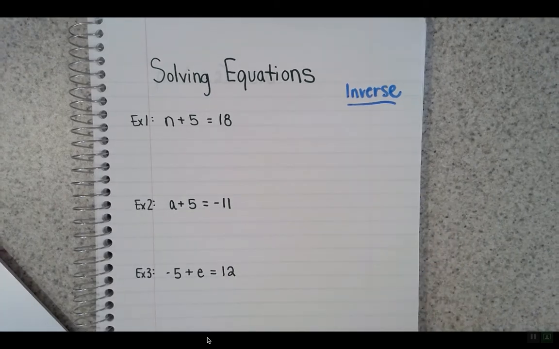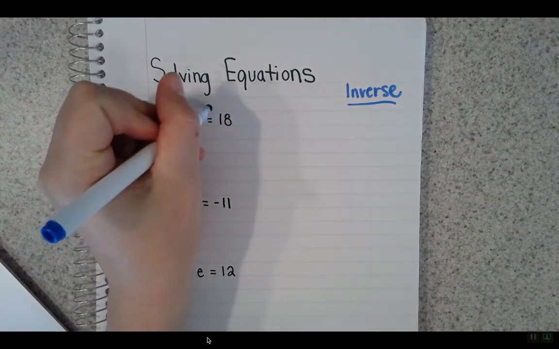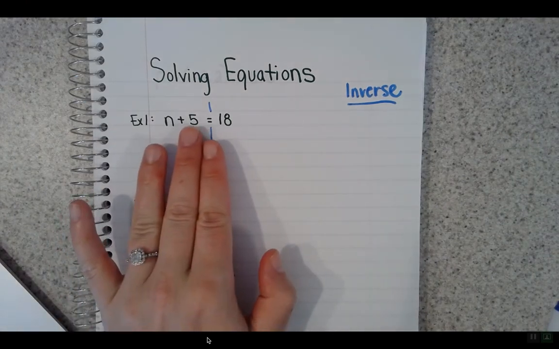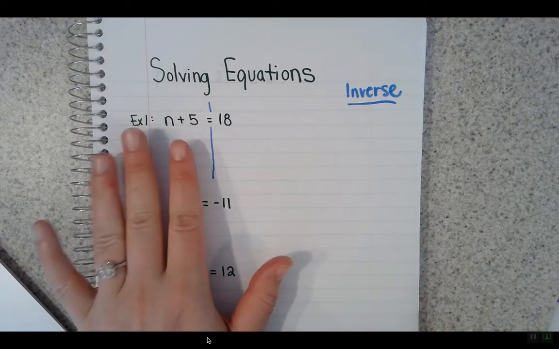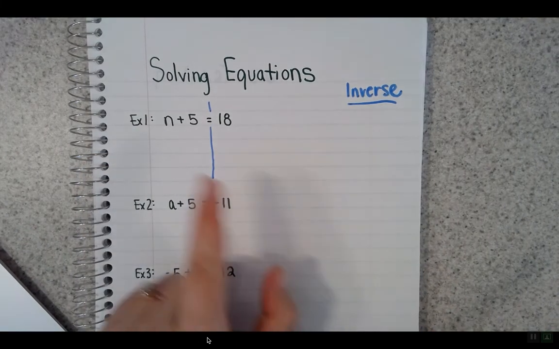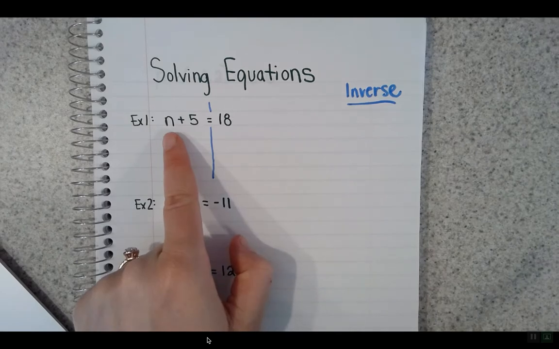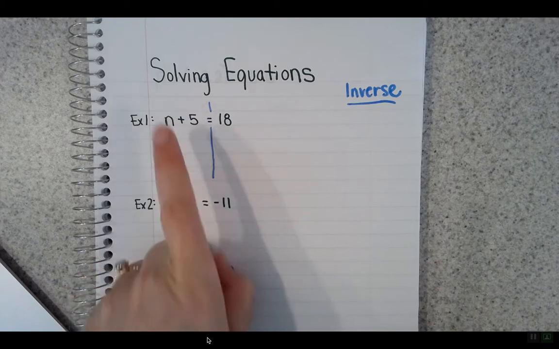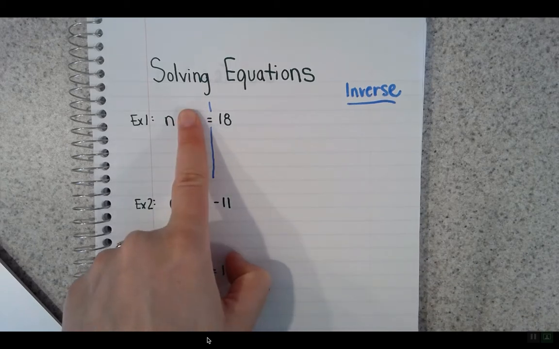All right, so looking at equation number 1, the equal sign is kind of like a wall. We have all the numbers and variables on the left side of the wall and then the number on the right side of the wall. Our goal is to get n by itself, isolate the n. If I cover up this plus 5 with my finger, do you guys see how n is all by itself on the left side of the wall? n equals 18. If we can get rid of this plus 5, then we'll have our answer.